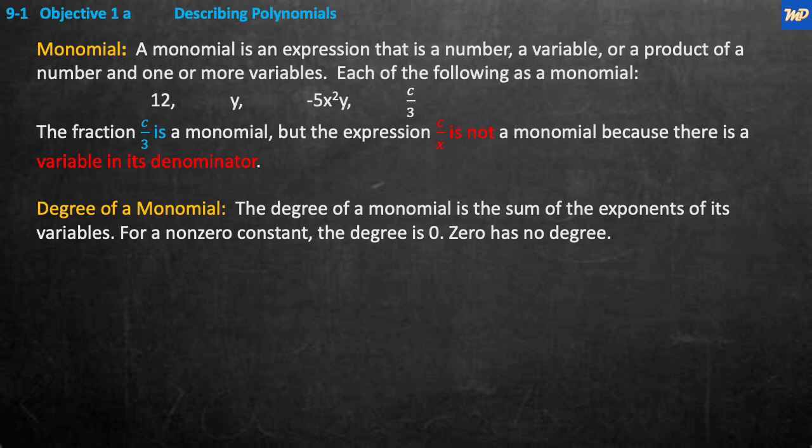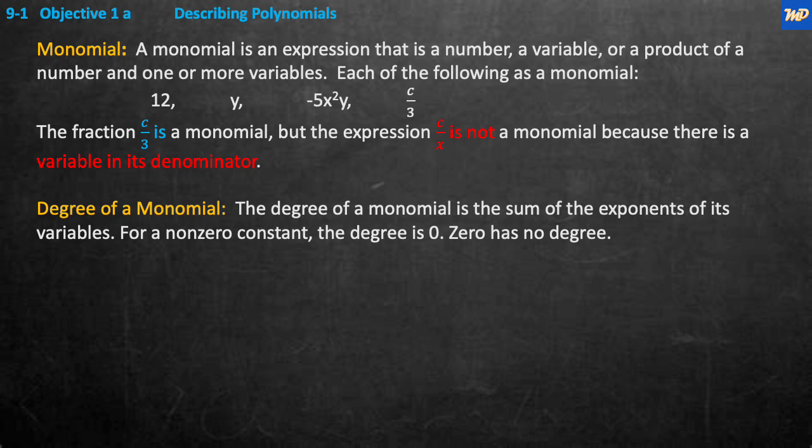In looking at objective 1a, describing polynomials, we're going to look at the same terms we just looked at, but it doesn't hurt to repeat them. A monomial is an expression that is a number, a variable, or a product of a number and one or more variables. 12 is, y is, negative 5x squared y is, and c divided by 3 is. But the expression c divided by x is not a monomial because there is a variable in its denominator. You cannot have a variable in the denominator of a monomial.